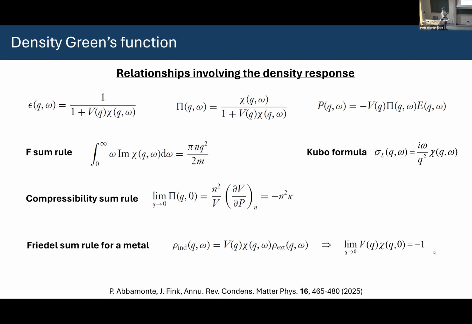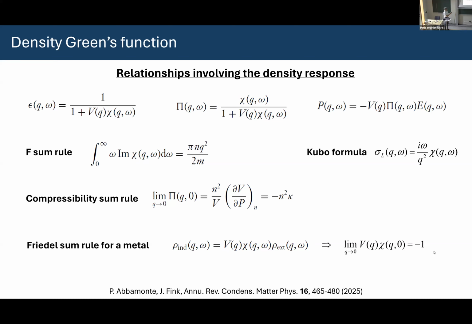So chi is actually related to the dielectric function, the longitudinal part of the dielectric function. It's actually a 3x3 matrix, but this relates to components along Q. V of Q here is just the Coulomb interaction. It's just 4 pi e squared over Q squared in Gaussian units. So V chi is dimensionless, and this is epsilon. So it tells you how the system screens.